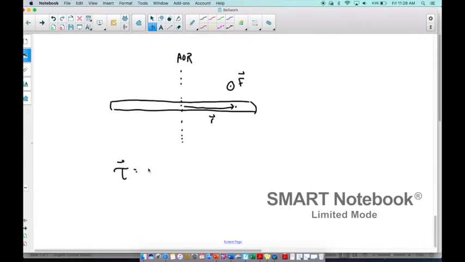we know that torque is worried about the sine of the angle between R and F, but if F is going directly into the page, that's 90 degrees, right? That's perfectly perpendicular here. So the sine of 90 is 1. So the magnitude of my torque is just FR.